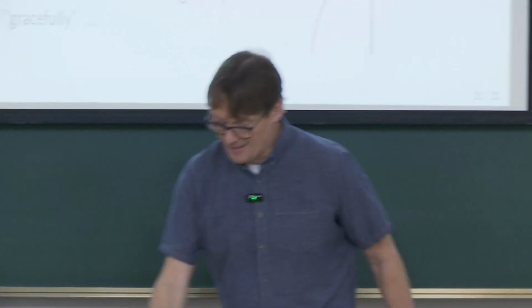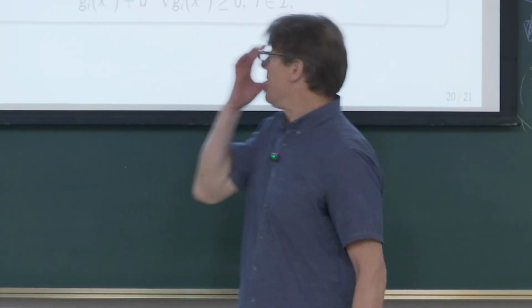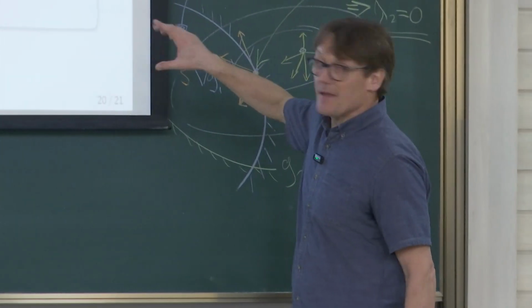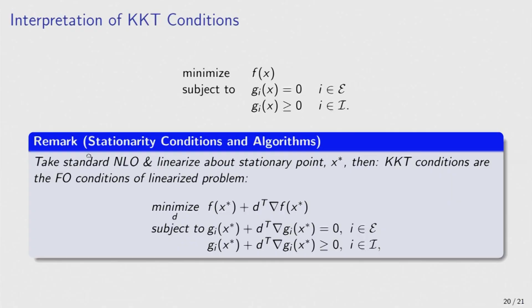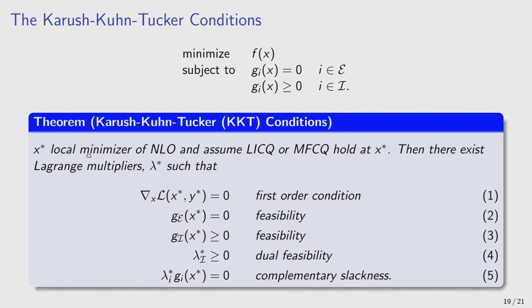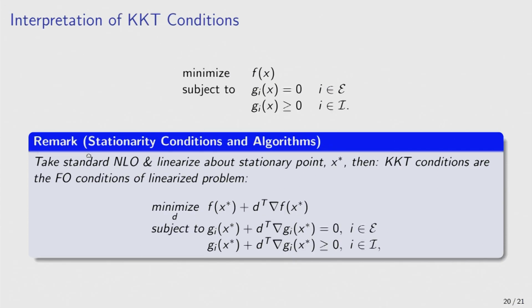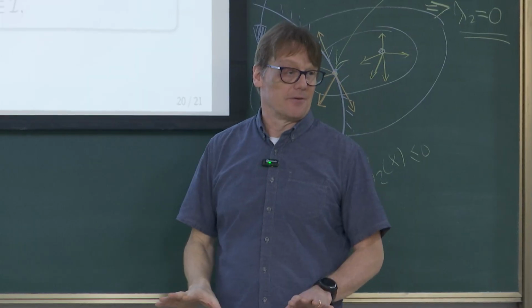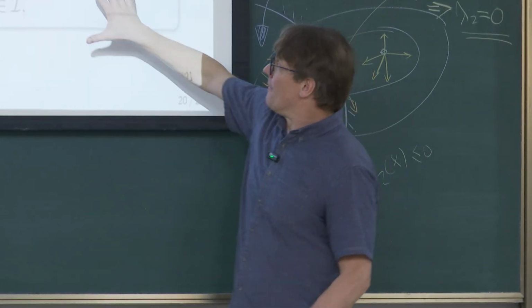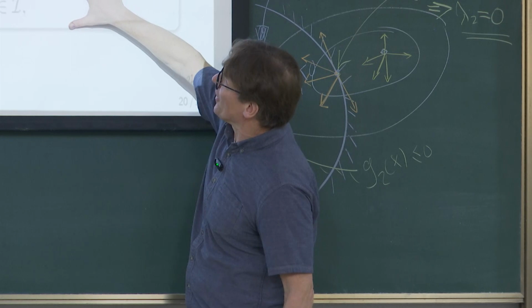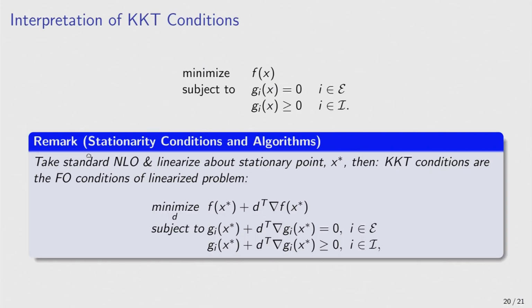This connection is interesting because we're going to exploit that in our approximation work later on. The KKT conditions of d equals 0 are exactly these conditions. So x star is a stationary point if and only if d equals 0 solves this problem. That's the theorem.